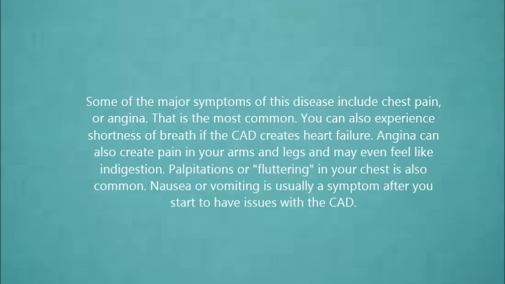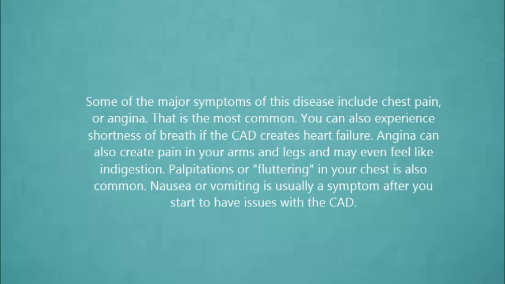Alright, so some of the major symptoms of this disease. The first one I would ever think of is chest pain or angina. That's the most common out of all of them. Sometimes the angina goes down your arm. You hear about heart attacks, where people have pain in their arms, their legs, like one side, always the left. It's just a really hard and palpitating pain, kind of like an elephant sitting on your chest, is what they call it. You can always experience shortness of breath as well, especially if your CAD decides to create heart failure for you. Like I said before, you can get pain in your arms and legs.